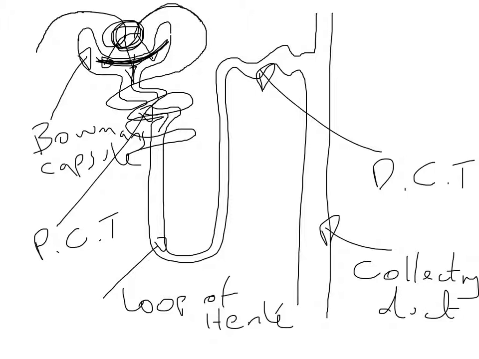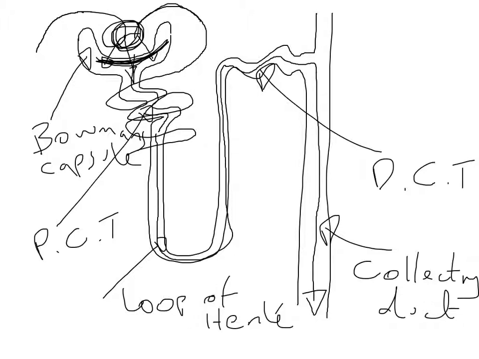So the filtrate will continue down the descending limb of the loop of Henle, then up the ascending loop of Henle, through the distal convoluted tubule, and then into the collecting duct. The filtrate will then travel down the collecting duct, which then travels to the ureter, which all the many collecting ducts from the millions of nephrons converge into. The ureter takes all this waste filtrate product to the bladder.